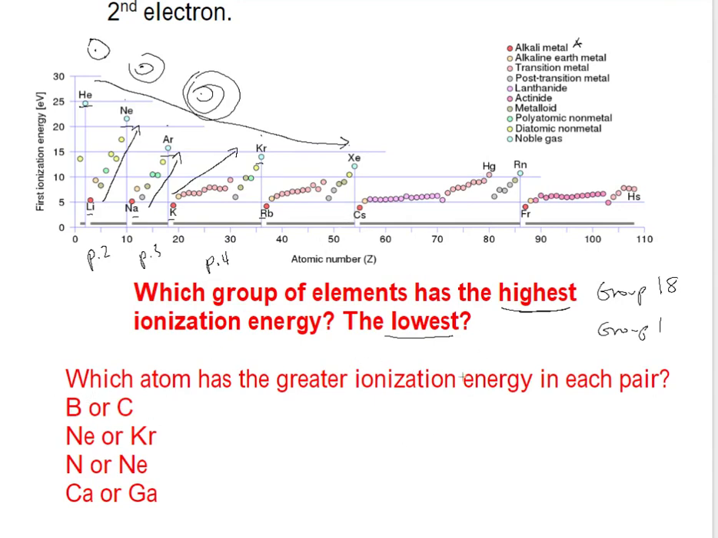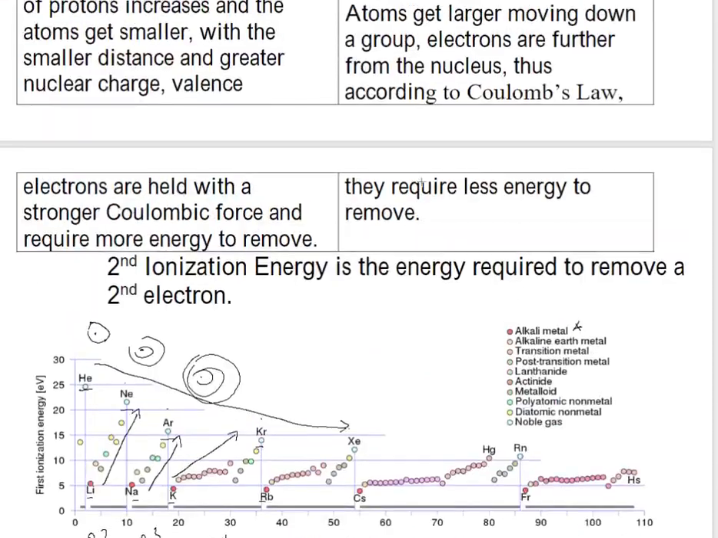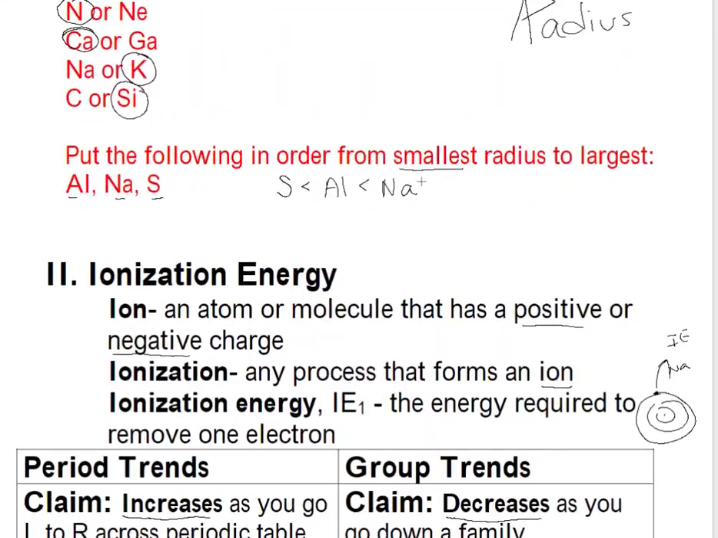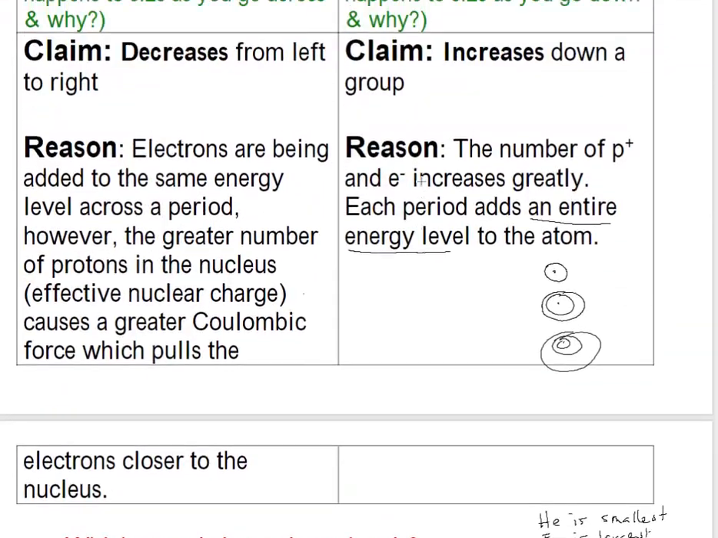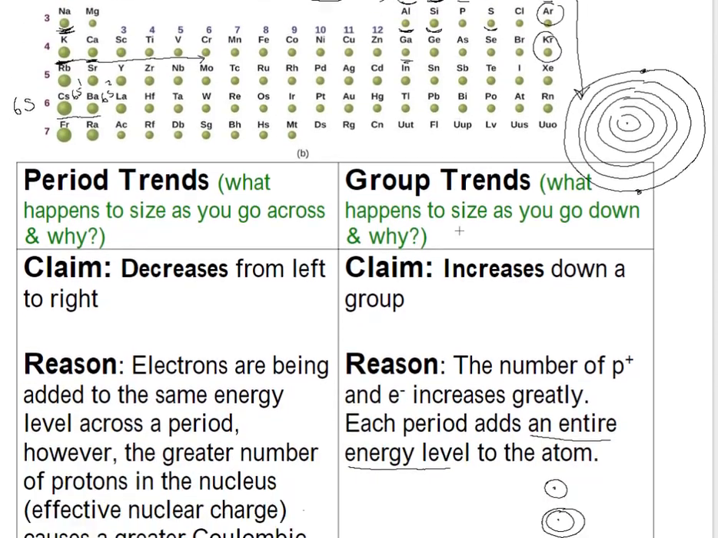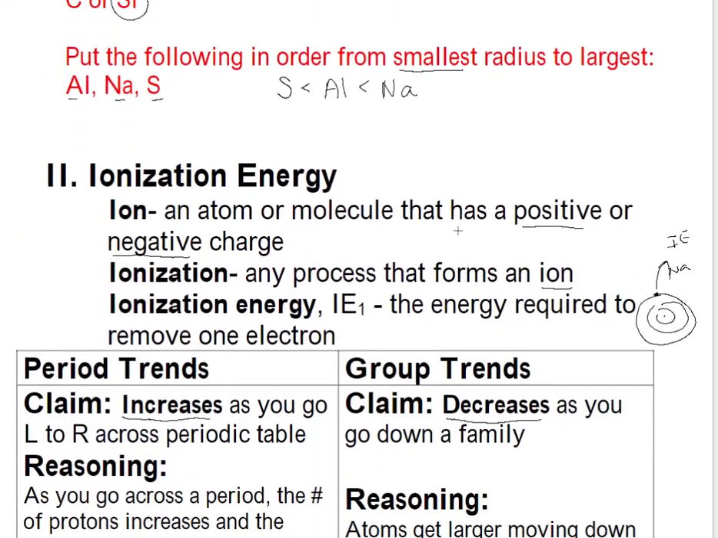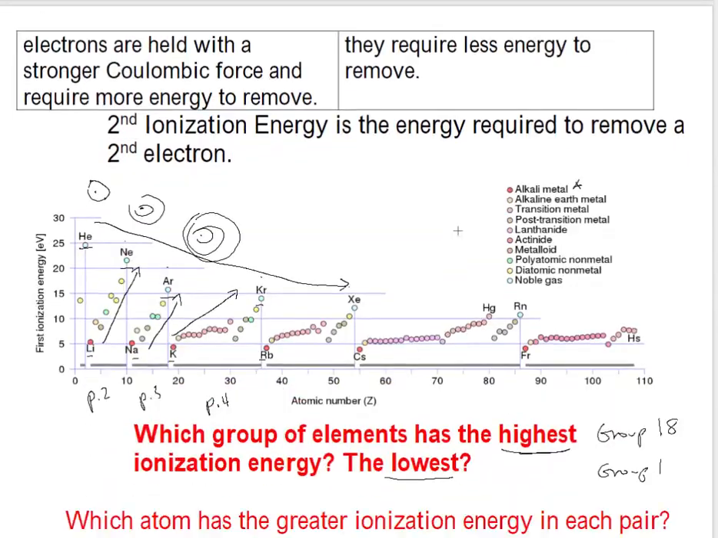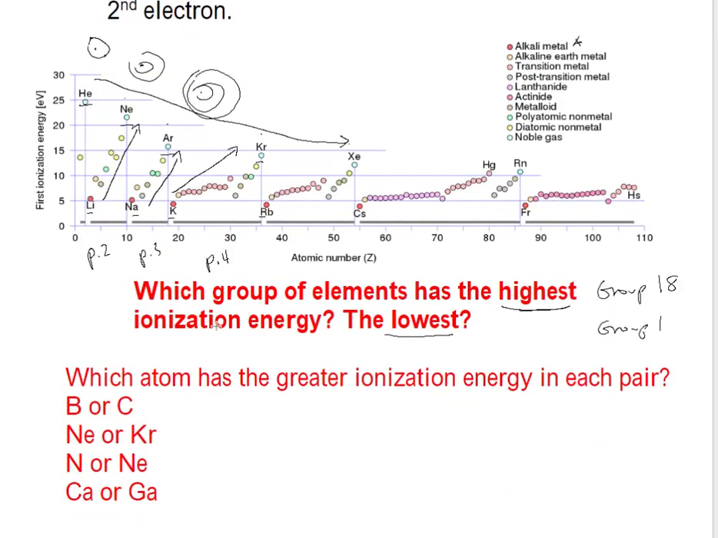Which atom has the greater ionization energy in each pair? Boron compared to carbon. We have to look at where it's at. Boron is farther to the left, so boron is here. Carbon is here. Boron is bigger, so it's going to have a lower ionization energy. And that means carbon actually has the greater ionization energy.